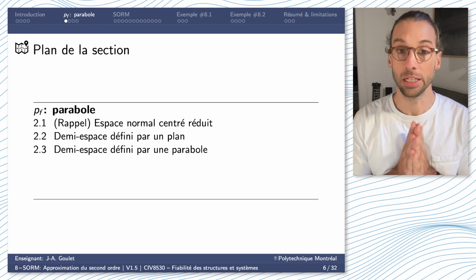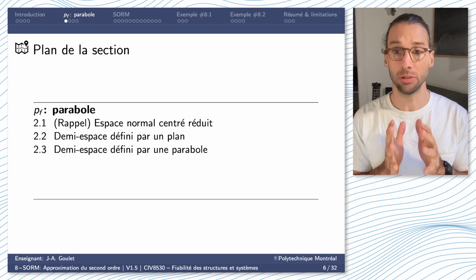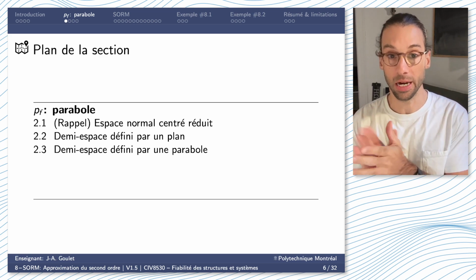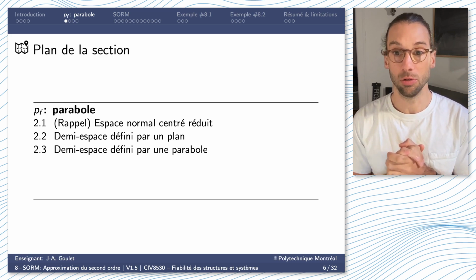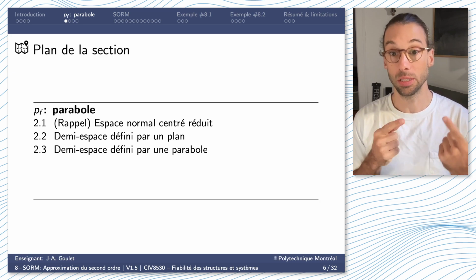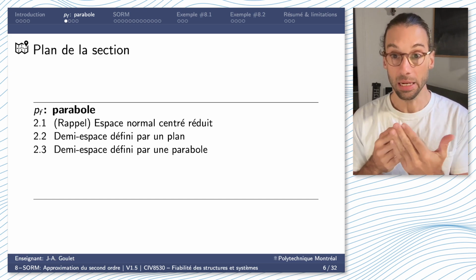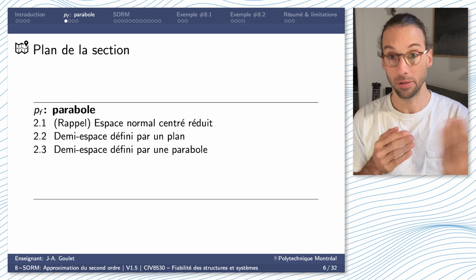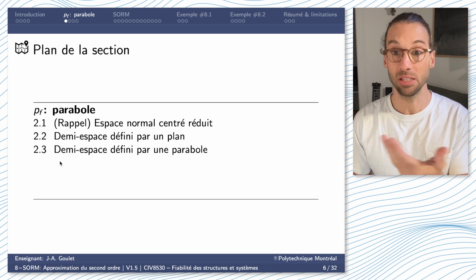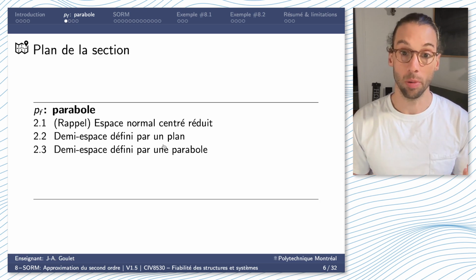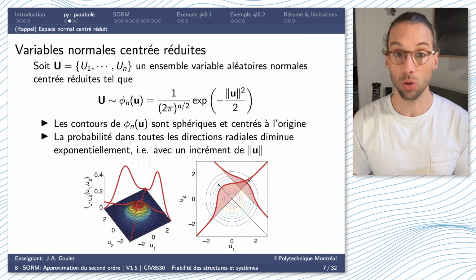So first, let's do a review of, again, the standard normal space. As usual in reliability, all of our calculations are going to be there. Then we're going to redefine how we can compute, in the standard normal space, the probability content that is bounded by a plane, so a half space bounded by a plane. And then we're going to extend this to the probability content bounded by a half space that is defined not anymore by a plane, but in this case a parabola. This is what we're going to use for SORM.